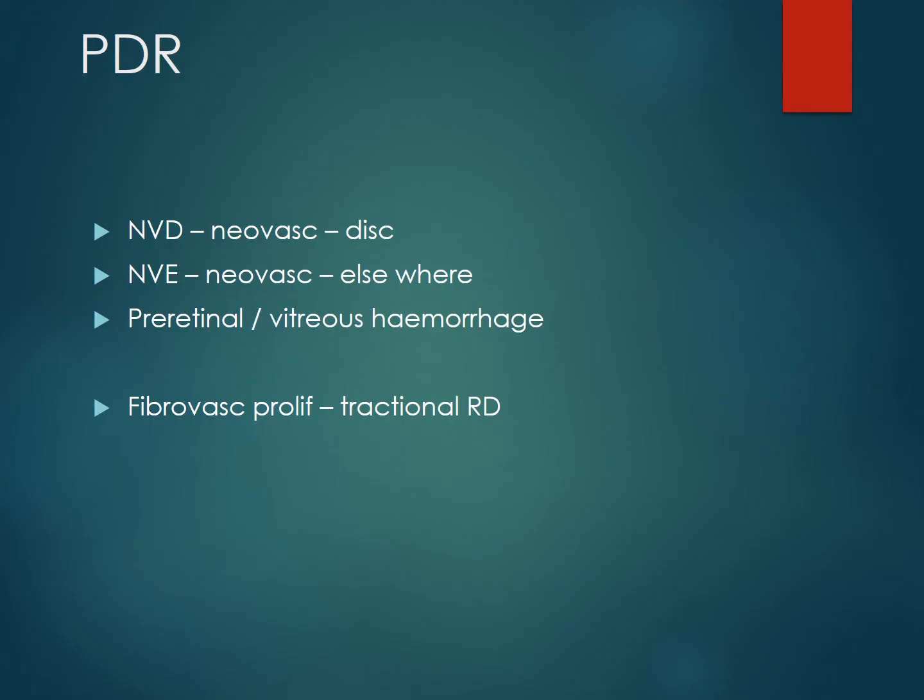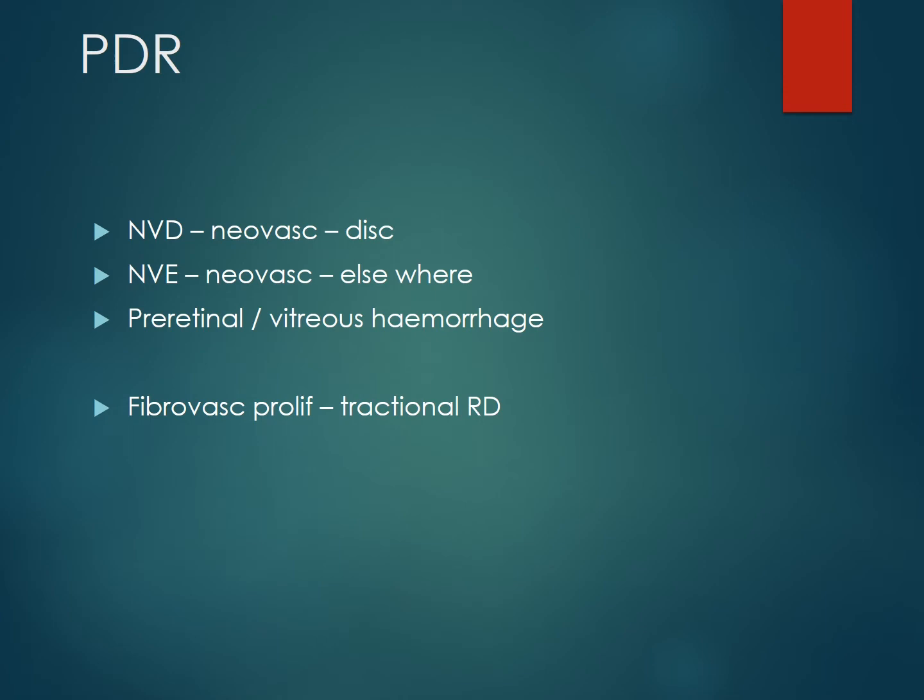So you call it proliferative diabetic retinopathy when you have new vessels or neovascularization over the disc, which you just saw in the previous picture, or neovascularization elsewhere, away from the disc, anywhere in the retina. So it can be neovascularization of the disc, or it can be neovascularization elsewhere in the retina.